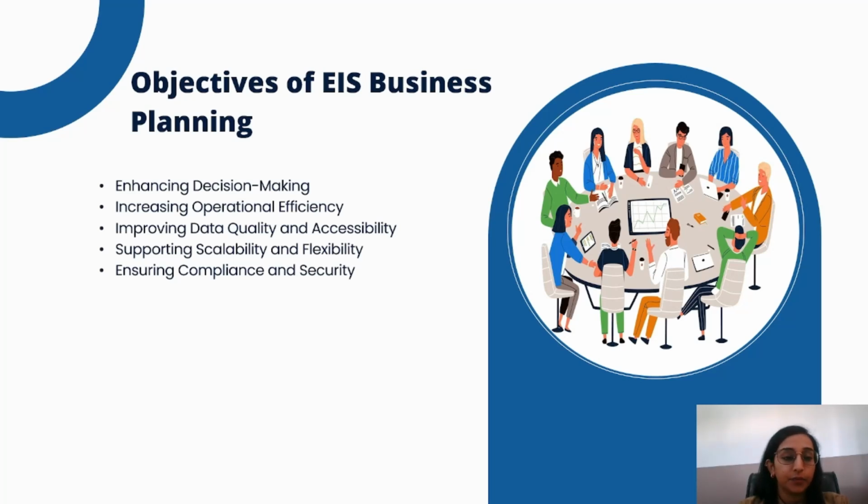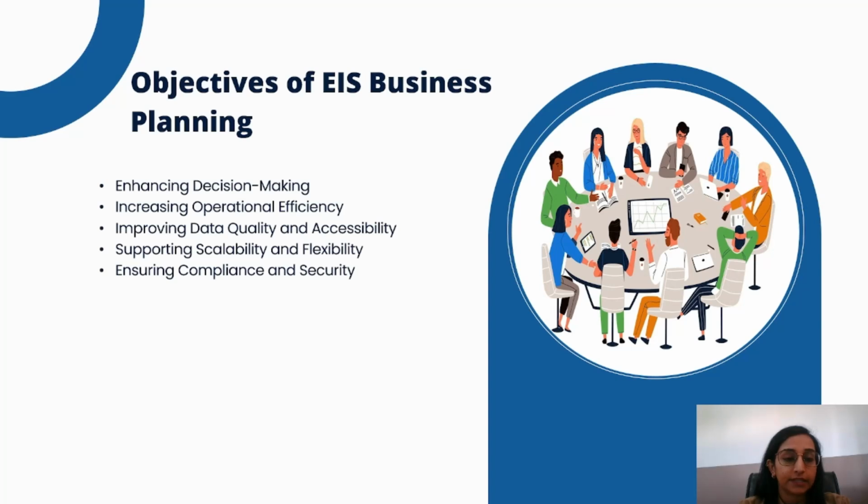Next is improving data quality and accessibility. EIS consolidates data from various sources into a single cohesive system, improving data accuracy and making it easier for users to access the information they need when they need it.